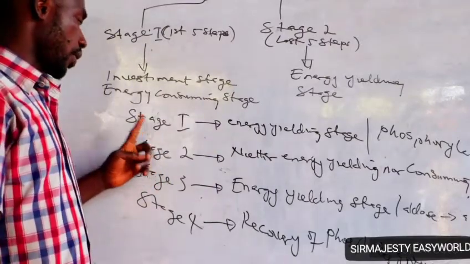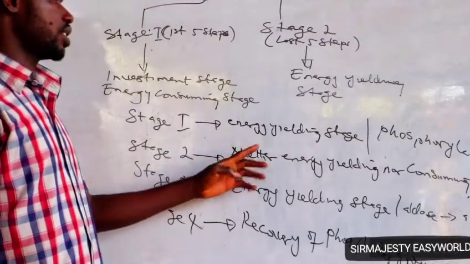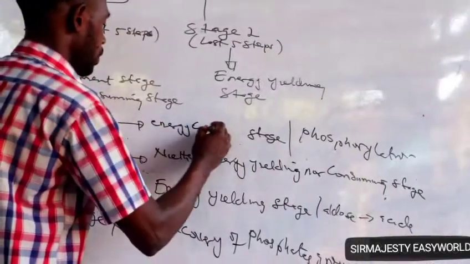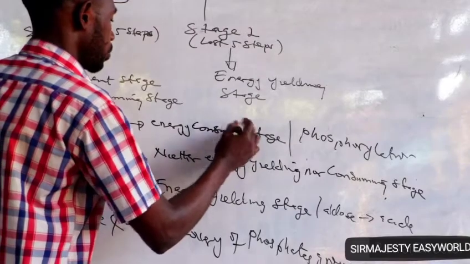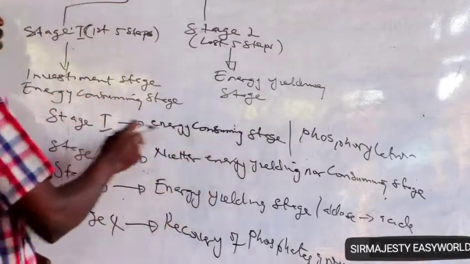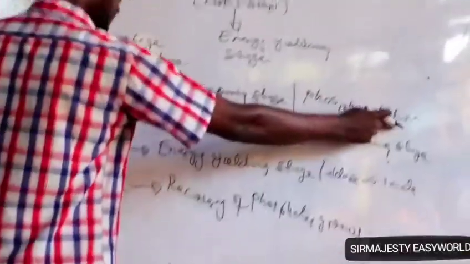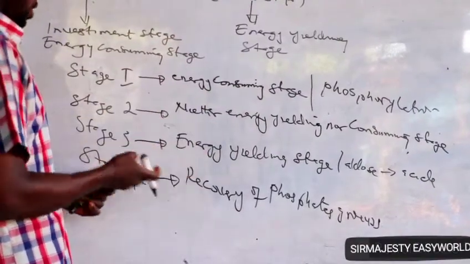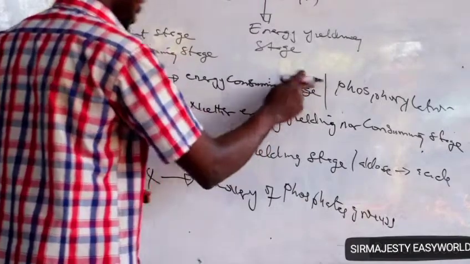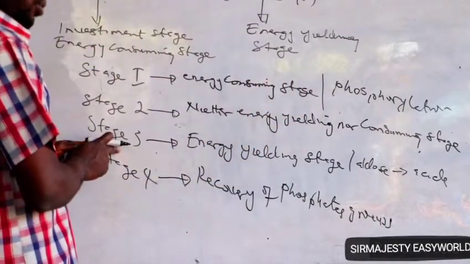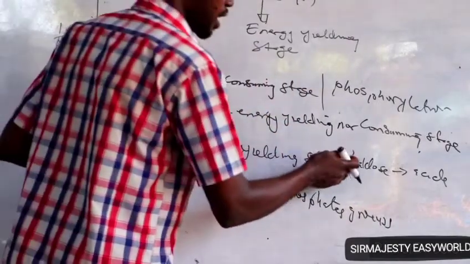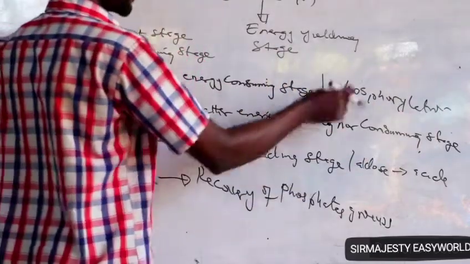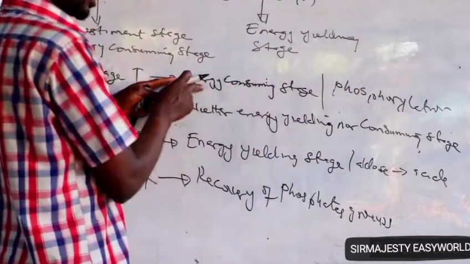For you to understand these 4 stages, stage 1 is energy consuming, not yielding, please. Energy consuming, and it is a phosphorylation level. Then here, neither yield nor consume any energy, which means ATP is used up here. Then here, energy is produced, and there is a conversion of glyceraldehyde to an acid. Here, there is the recovery of the phosphate group that was added to the glucose in stage 1, in the last stage.